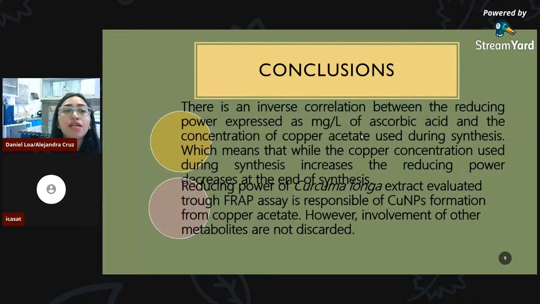First, there is an inverse correlation between the reducing power, expressed in this case as milligrams per liter of ascorbic acid, and the concentration of copper acetate used during the synthesis process, which means that while the copper concentration used during synthesis increases, the reducing power decreases at the end of the synthesis. And finally, the reducing power of Curcuma longa extract evaluated through a FRAP assay is responsible for copper nanoparticle formation from copper acetate. However, the involvement of other metabolites is not discarded at this point.